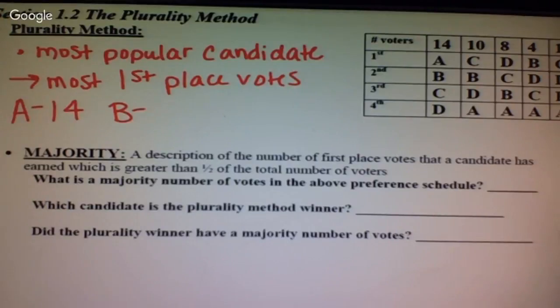How many first place votes does B have? 4. C has 11. C comes in first in the second column as well as the fifth column. So you have 10 people and 1, which gives them a total of 11. And D has 8. So if you had to pick a winner, A. A is your plurality winner.